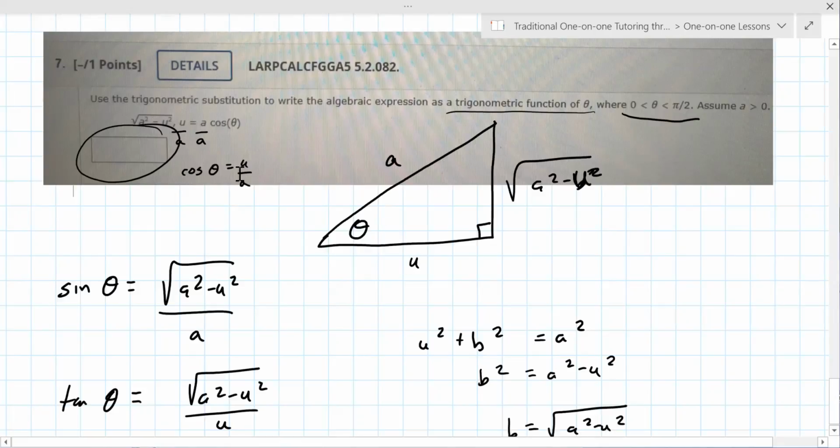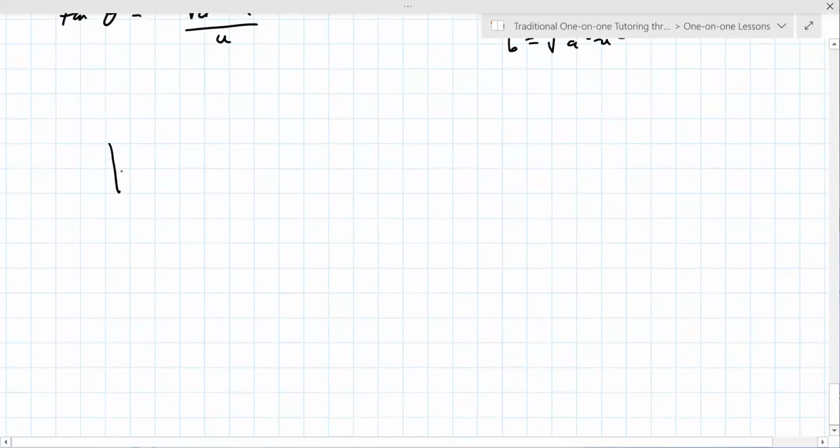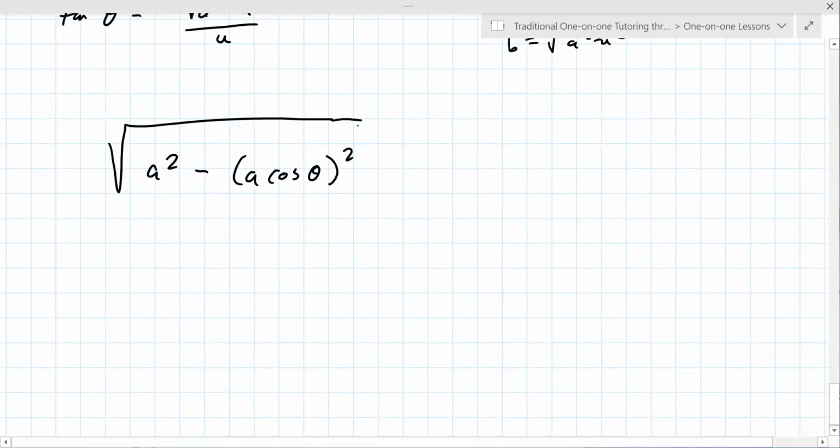Like for the u? Oh, you mean over here? Yeah, you can do that. How would the square work out? Would it square the a in there? I think you've got the right answer there. So it's a squared minus a cosine theta squared, and you square the a cosine theta.